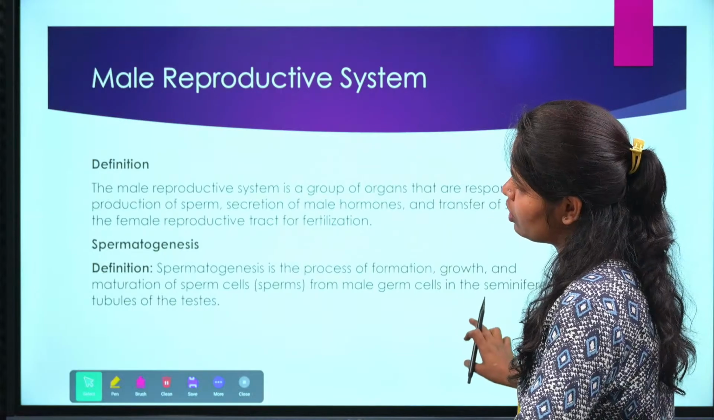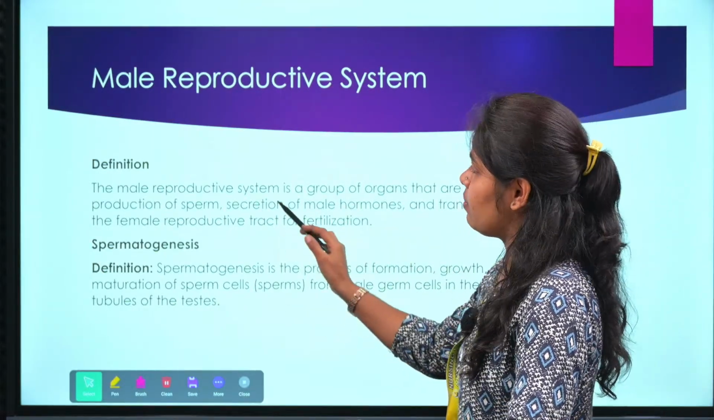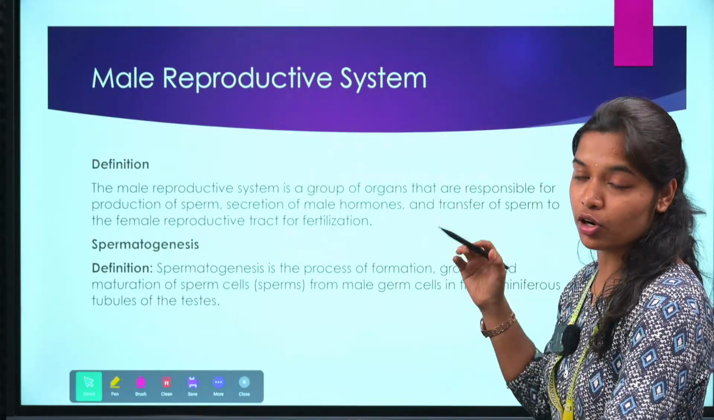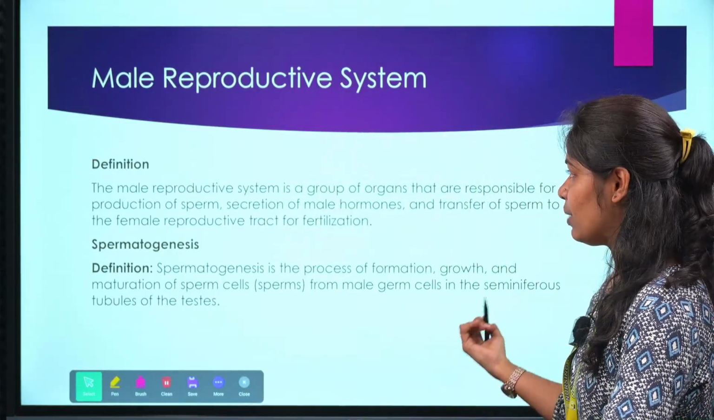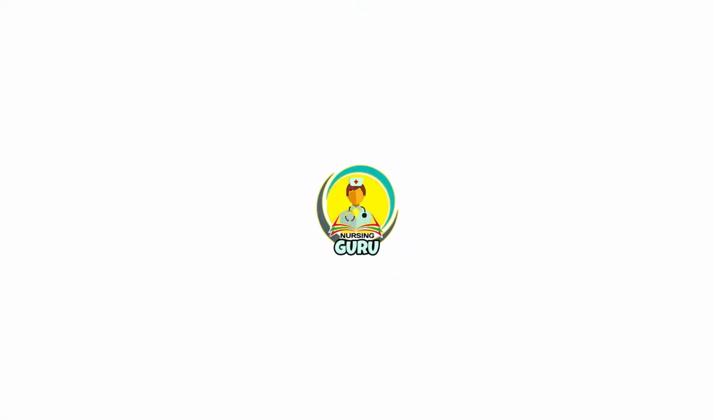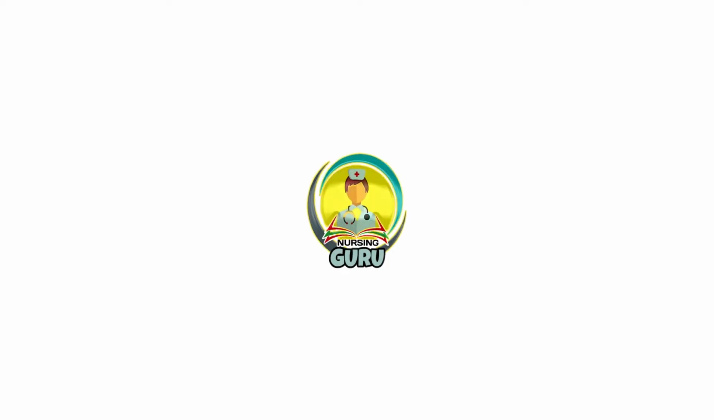Once again, I am going to explain the male reproductive system. The male reproductive system is the group of organs responsible for production of the sperm, secretion of the male hormone, and transferring the sperm into the female reproductive system for fertilization. Spermatogenesis means production of sperms. It is the process of formation, growth and production of the mature sperm cell, which we call spermatogenesis.